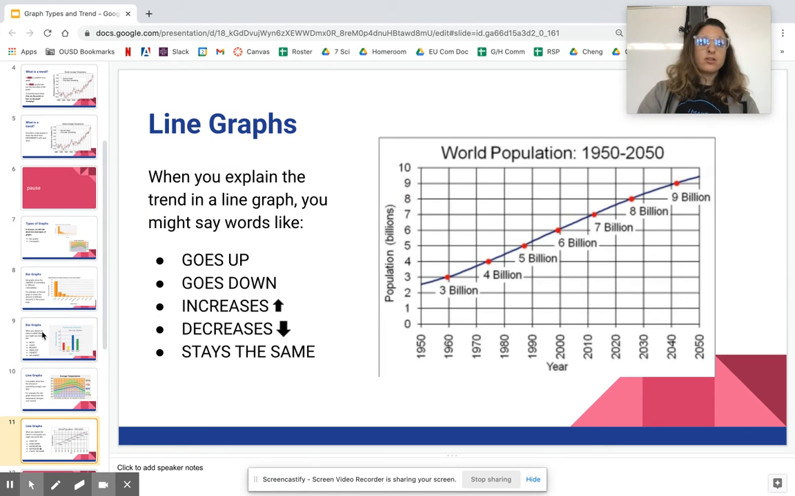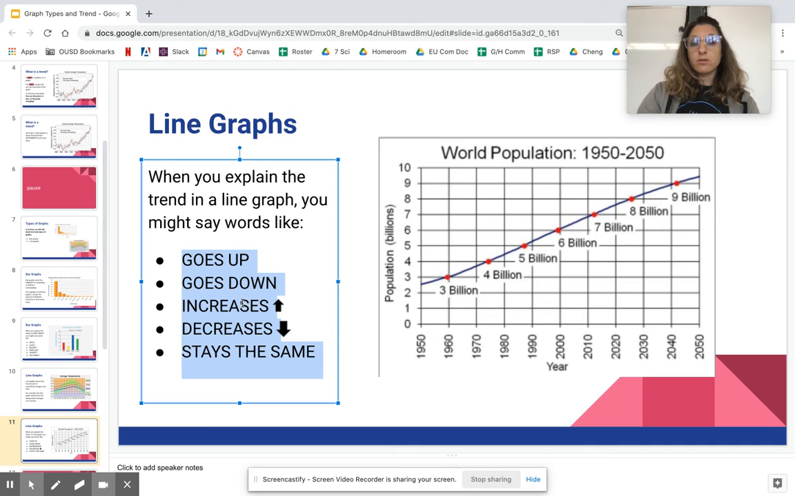So if I were trying to describe the trend for a line graph, I would use different words. I would probably use words like goes up, goes down, which means increases and decreases, or stays the same. For example, in this graph, I see that there's years across the bottom and population on the y-axis. I see by looking at the data or the points that the numbers are going up. So I could say that the trend of this graph is that the population of Earth is going up over the years. I could also say that the population increases over time.